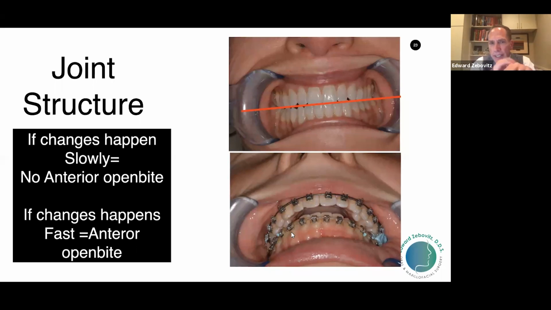So I'm going to say these are good things. We're going to say we have somebody that's got a joint problem, and we're looking for bite changes as one of our clues for should we worry or should we not worry. So we'll talk a little bit more about that.